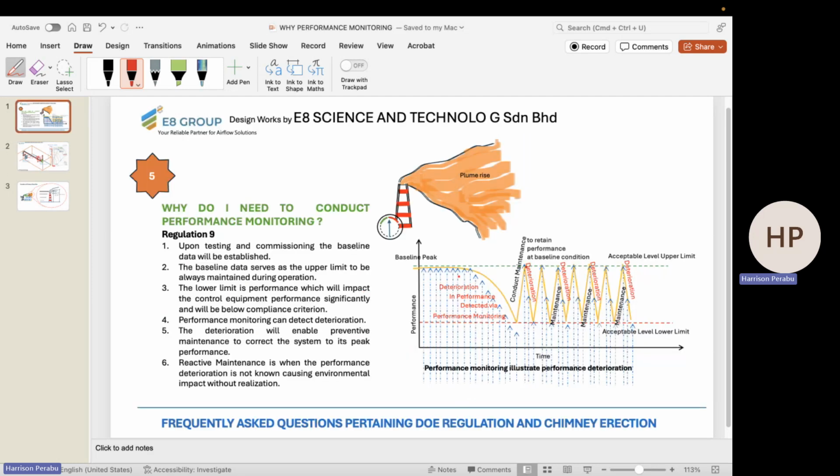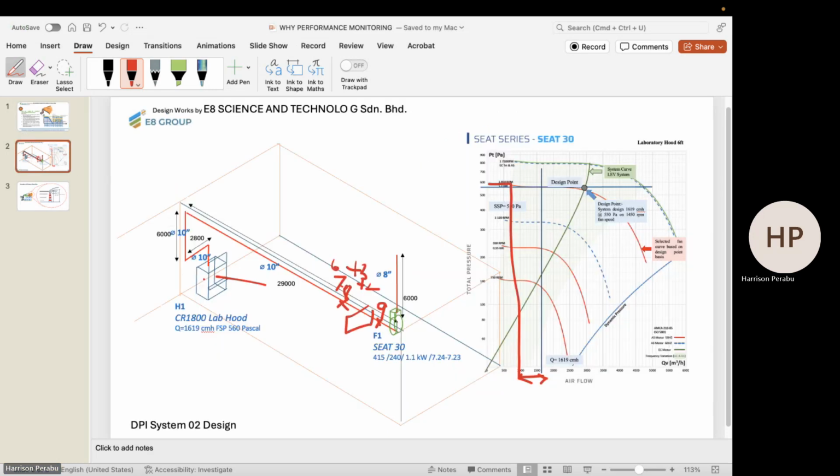Yeah, so we can choose to take differential pressure. We can choose to take the differential pressure here at the filter, and we can keep recording it. On top of it, you also can do another performance monitoring by also taking the face velocity, the capture velocity at the face opening.